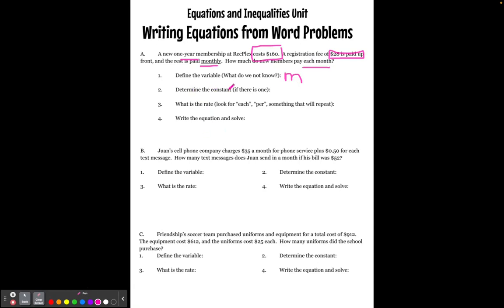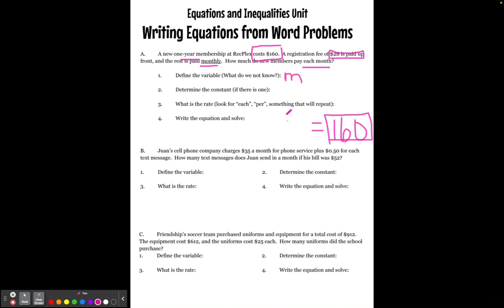Determine the constant, if there is one. Are you going to have a number all by itself in this math problem? Well, if you think about it, I do have a number 160, right? And I have a number 28. Are either one of these going to be on the answer side, like the final cost of everything? 160 is going to be my final cost. That's where everything has to equal at the end of the year. Okay. So that's why I know my equal sign is going to be followed by 160. That's what everything over here has to equal when I'm done with it.